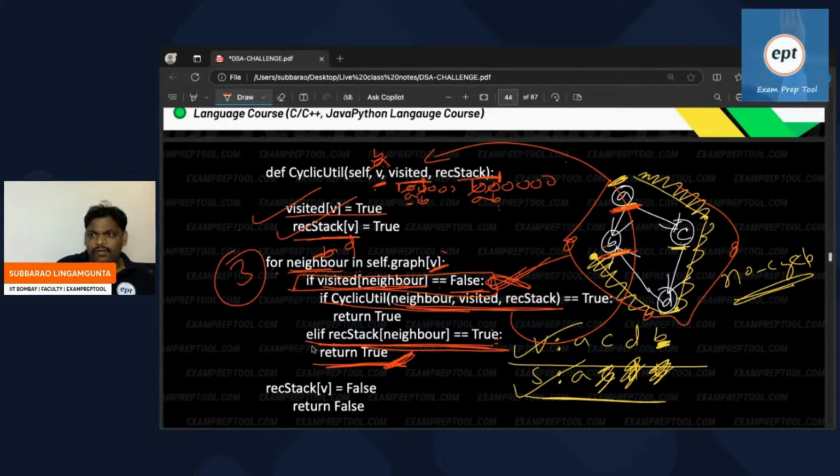Come here. Now check the stack contains. Is he there in the stack? Already visited, is he there in the stack? If it is there in the stack and already visited, cycle. Suppose already visited, but it is not there in the stack also. Then you will come here. So what is the answer? This is going to be false. That is the indication. Return false, meaning cycle does not exist.